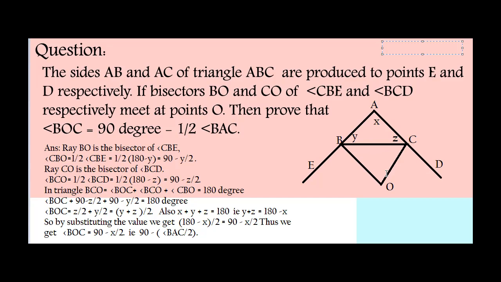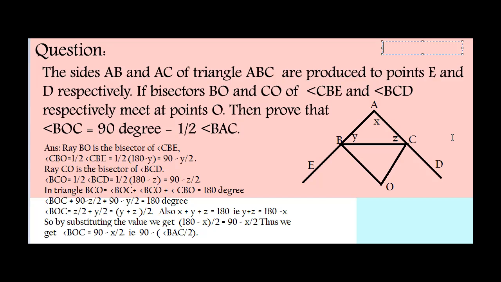Now take the triangle BCO. From the triangle BCO we get angle BOC plus angle BCO plus angle CBO equals 180 degrees. So angle BOC plus 90 minus z by 2 plus 90 minus y by 2 equals 180 degrees. That is, angle BOC equals z by 2 plus y by 2, that is, y plus z by 2.